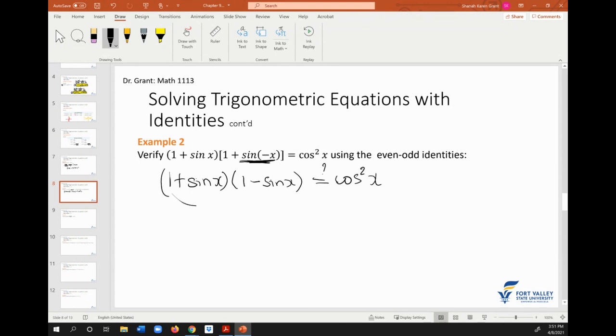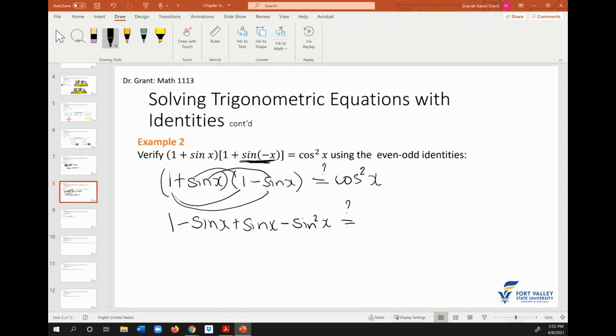So what do we do? Well, we multiply like we would when we have two binomials. So 1 times 1 is 1. 1 times negative sine x gives me a negative sine x, and then plus sine x. And then this becomes negative sine squared x, because we're multiplying two sines, so that becomes negative sine squared x.